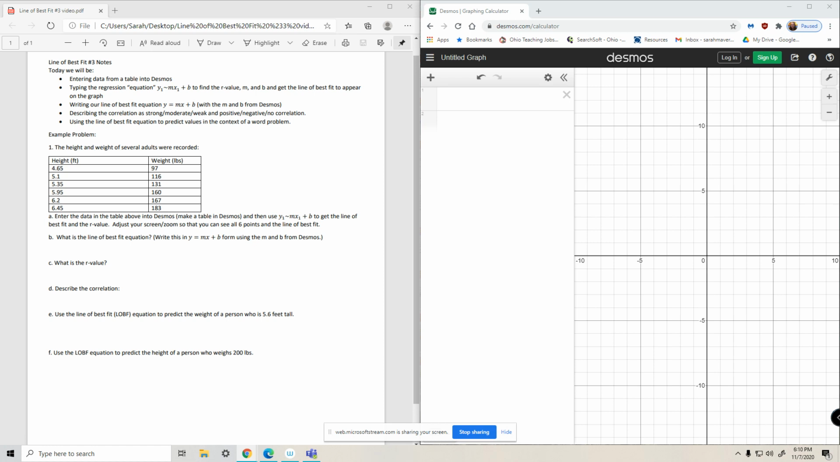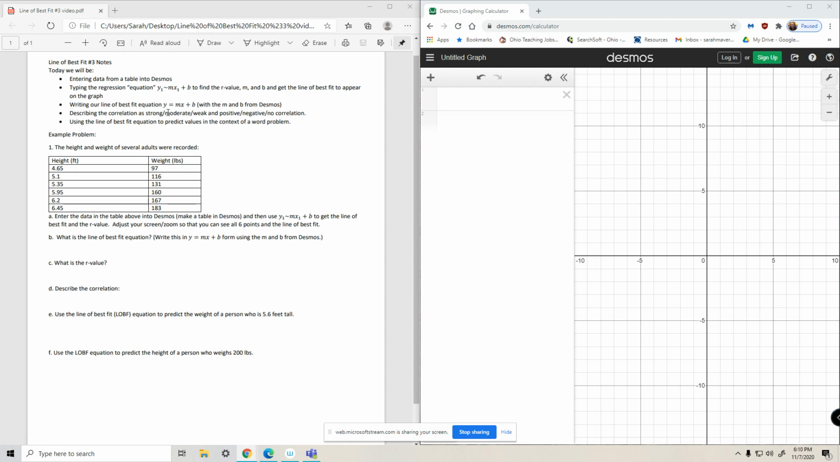Hello, today we're going to continue talking about line of best fit. We're going to start the same way we have been, with entering our table into Desmos, then entering in the regression equation y1 tilde mx1 plus b, and from there Desmos will give you the r value, m, and b, and make that line of best fit appear on our graph.